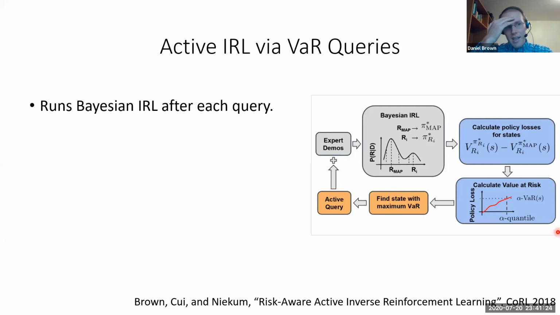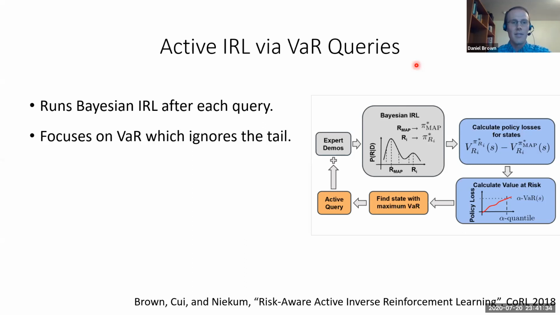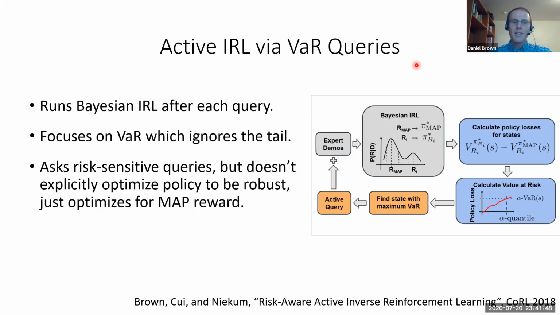So this method has some downsides though. One is that it runs Bayesian IRL after each query, and currently, with this work, we were looking at just the classical approach, which is pretty computationally intensive. It also focuses on value at risk, which remember is this percentile bound, so like a 95th percentile worst case bound, which ignores the tail, ignores what's going to happen in like the worst 5%. And while it asks risk sensitive queries, it doesn't explicitly optimize the policy to be robust.